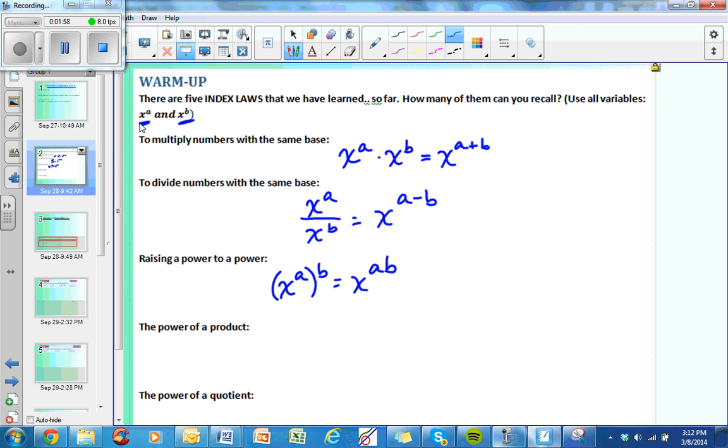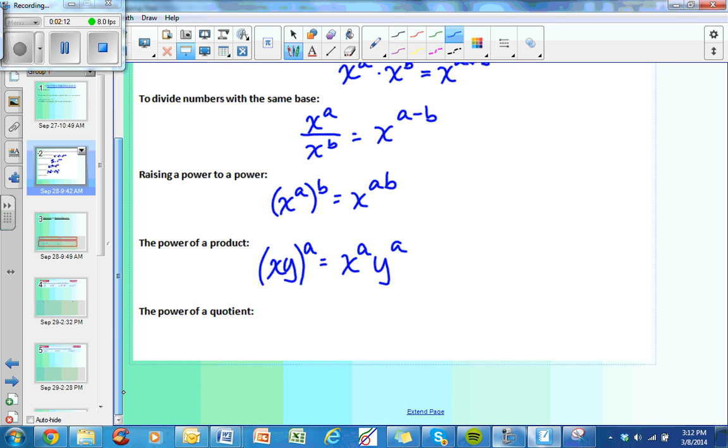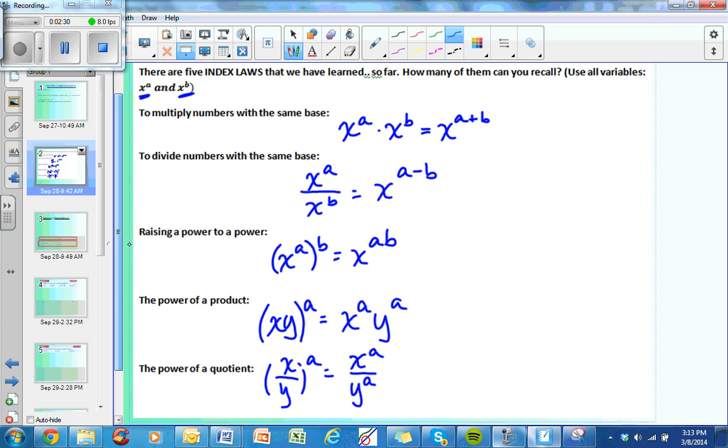If I raise a product, in other words, something like xy to the power of a, we distribute that a, so we get x to the a times y to the a. Last one, when I find the power of a quotient, such as x over y to the power of a, we also distribute it, so we'd have x to the a over y to the a. So those are our 5 rules that we have learned so far in this unit.